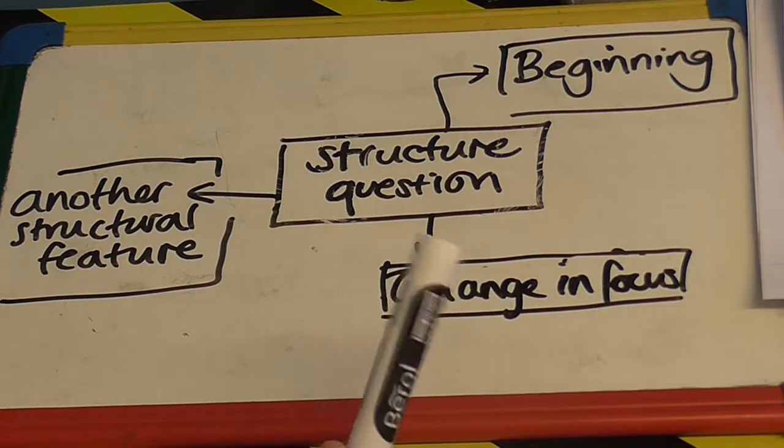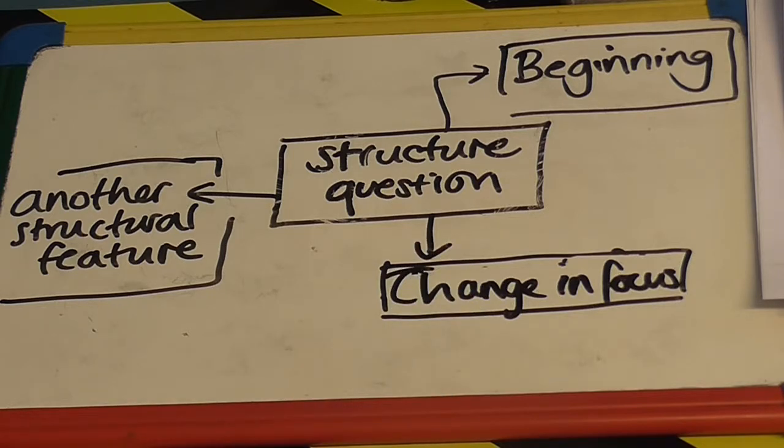There's also reference to a change in focus. Does it change from day to night? Does it change from a dream to reality? Is the focus on the weather and then it changes to the passengers? That you need to find a quote which shows the change. And there will be an obvious shift in one of the sentences. Another structure feature is something that's up to you and you can take from the list that I showed you.